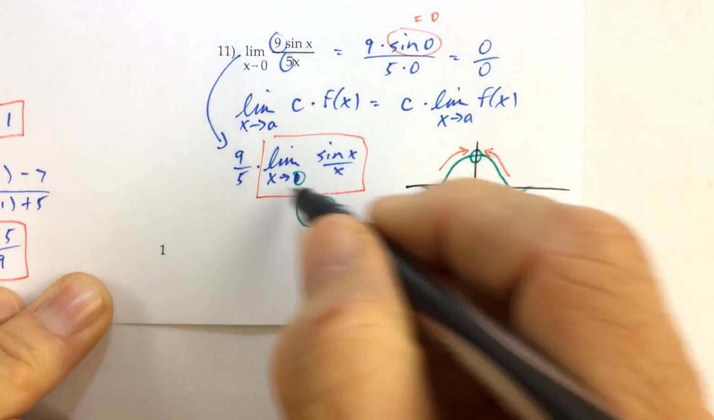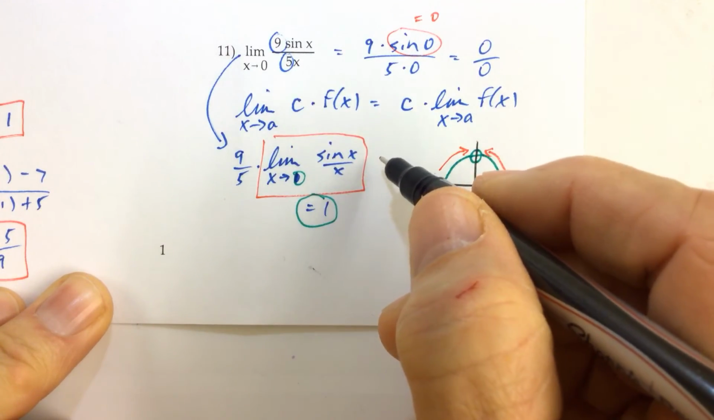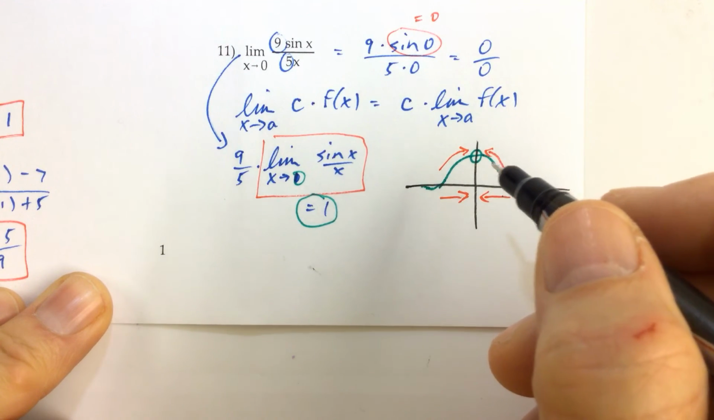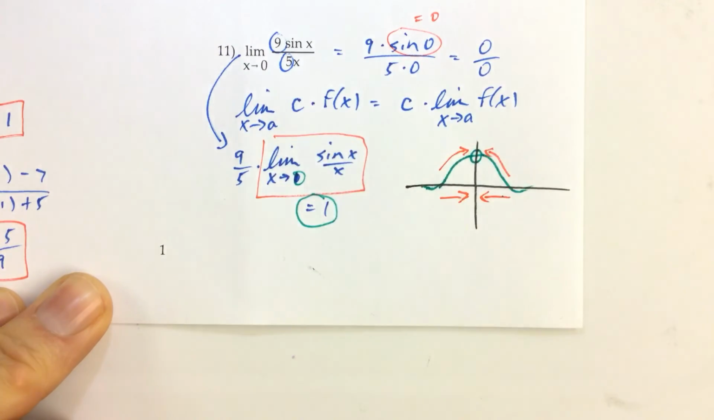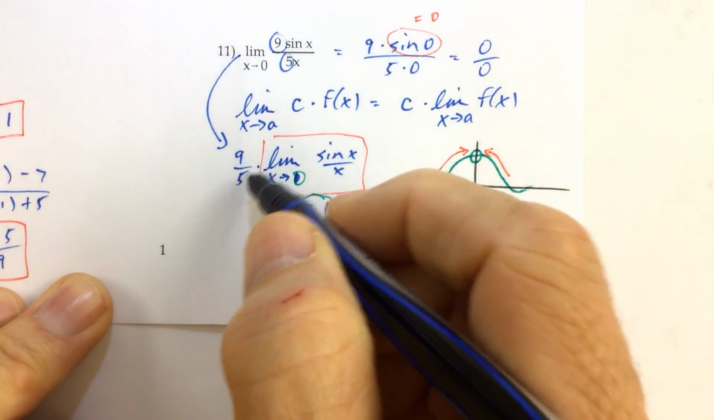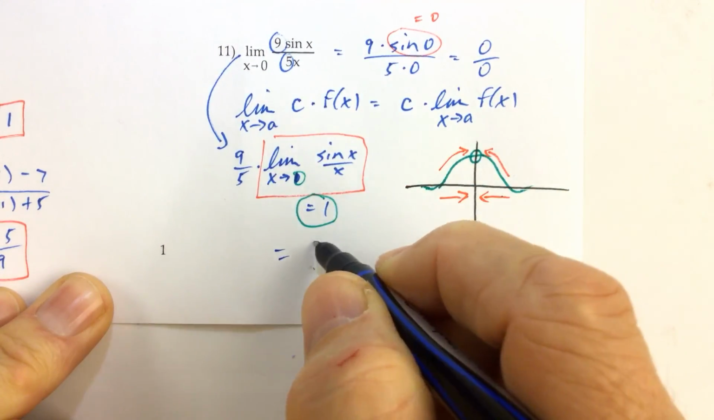So this is a very specific limit that comes up from time to time, and I want you to memorize it. This limit is 1. And so therefore, in the end here, we get 9/5 times 1. So the limit is 9/5.